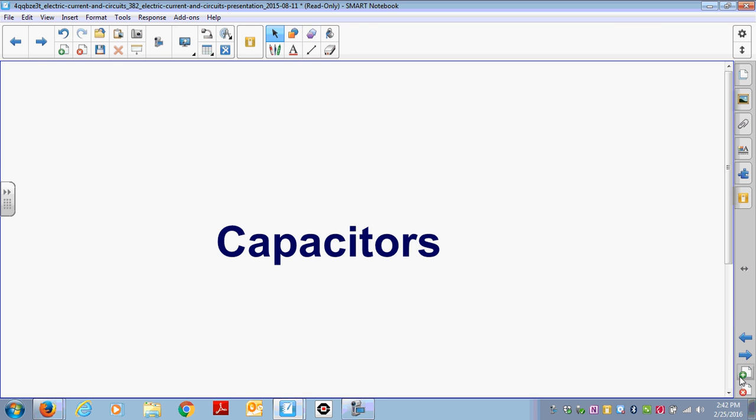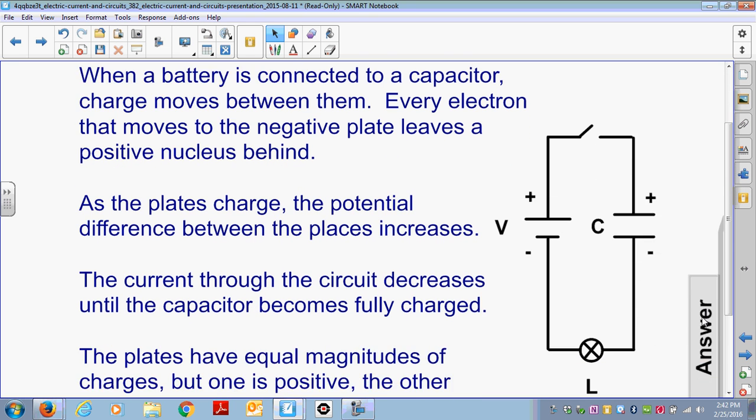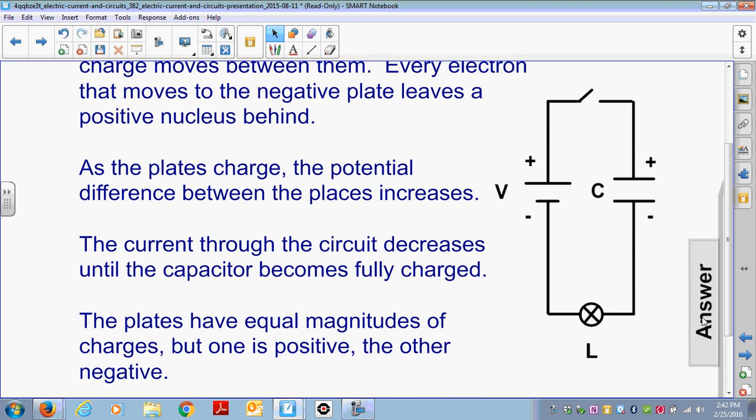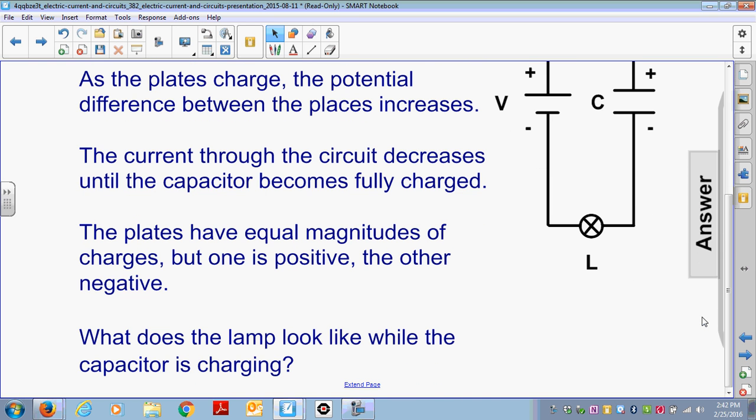This lecture is on capacitors. When a battery is connected to a capacitor, charge moves between them. Every electron that moves to the negative plate leaves a positive nucleus behind. As the plates charge, the potential difference between the plates increases. The current through the circuit decreases until the capacitor becomes fully charged.